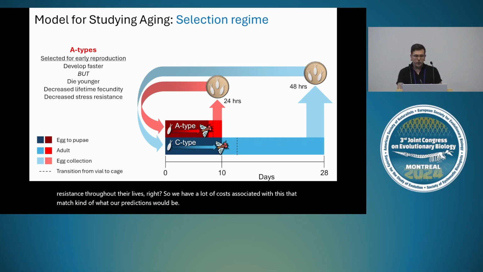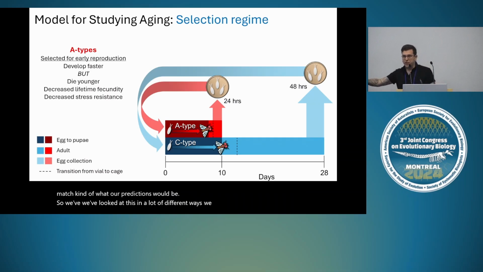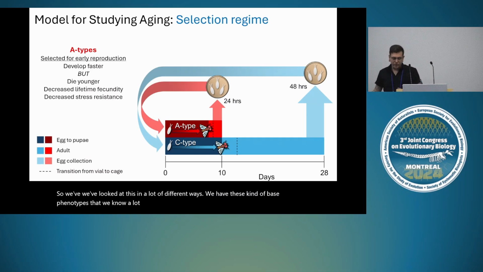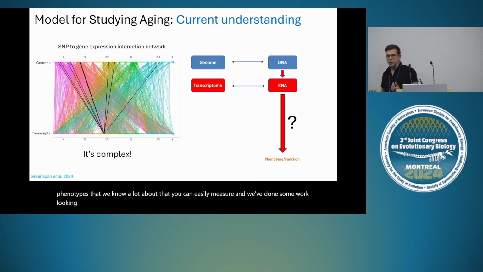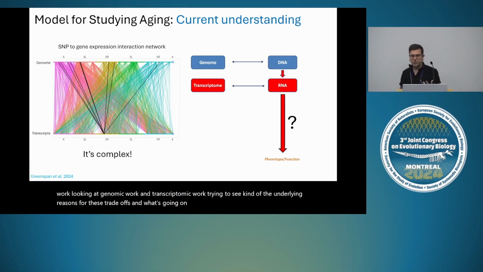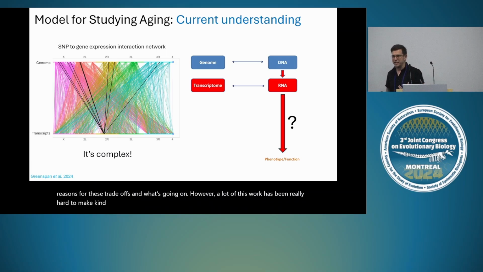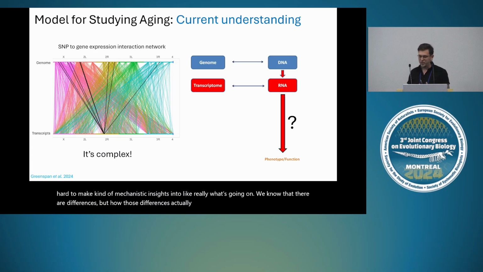So we've looked at this in a lot of different ways. We have these base phenotypes that we know a lot about that you can easily measure. And we've done some genomic and transcriptomic work to try and see the underlying reasons for these trade-offs and what's going on. However, a lot of this work has made it hard to get mechanistic insights into what's really going on. We know that there are differences, but how those differences actually act on these phenotypes has been elusive so far.